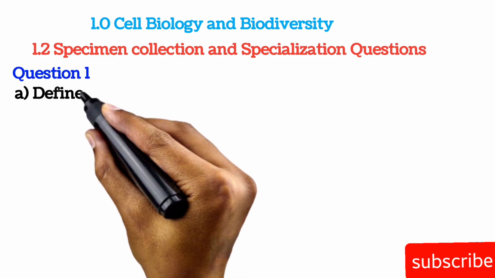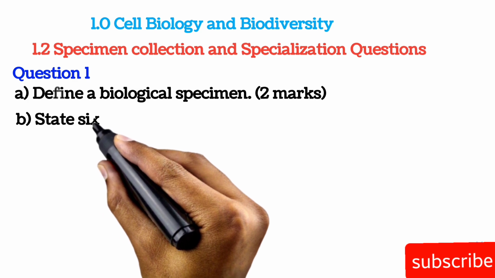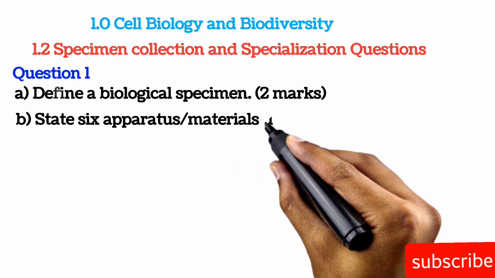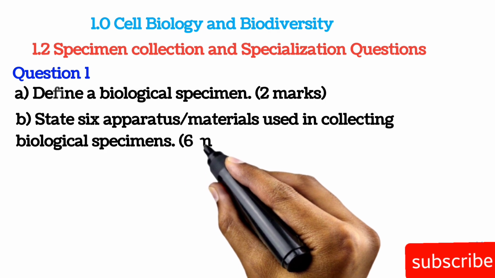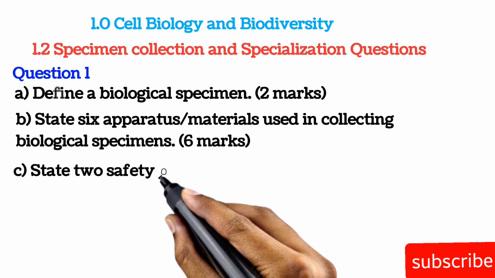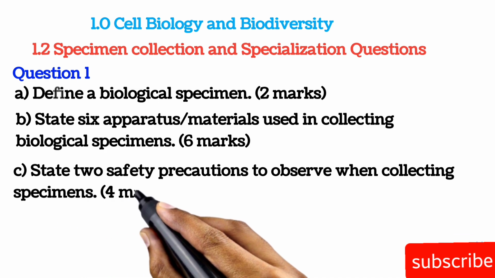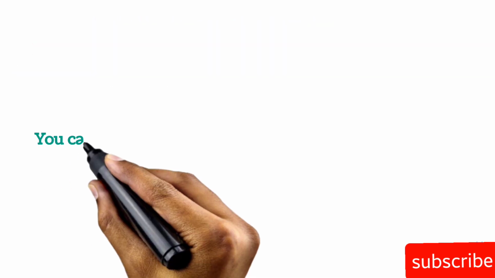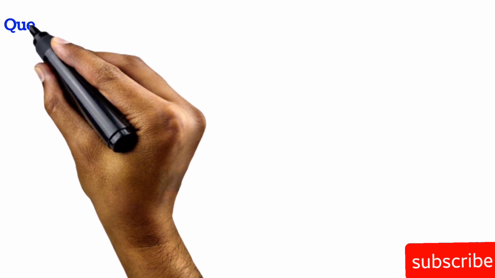And the first question, define a biological specimen. B, state 6 apparatus or material used in collecting biological specimen, 6 marks. C, state 2 safety precautions to observe when collecting specimen, 4 marks. So you can pause the video first and attempt the questions.